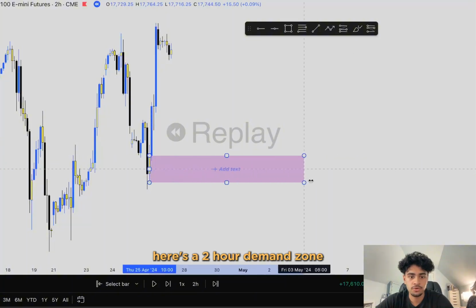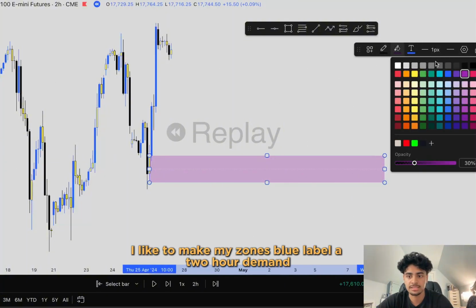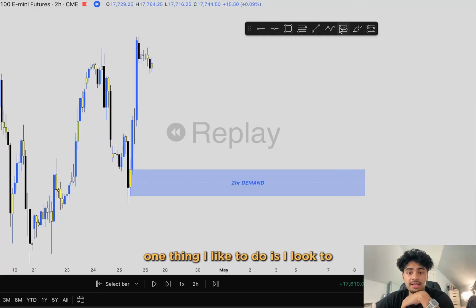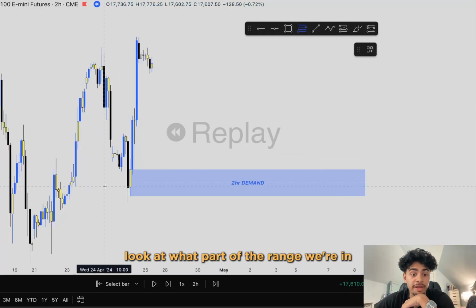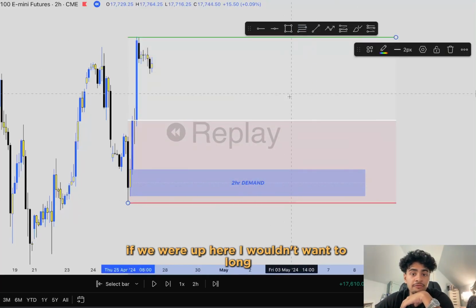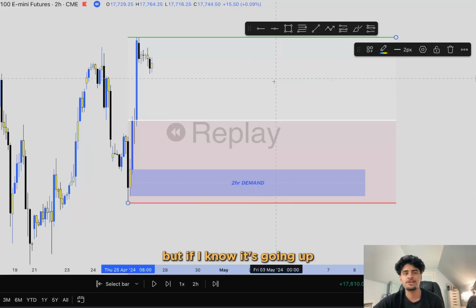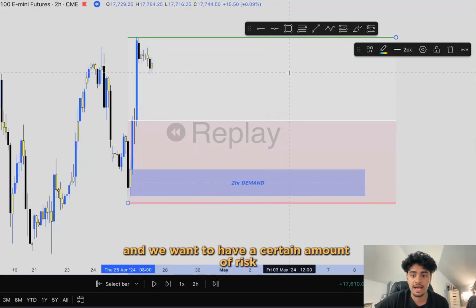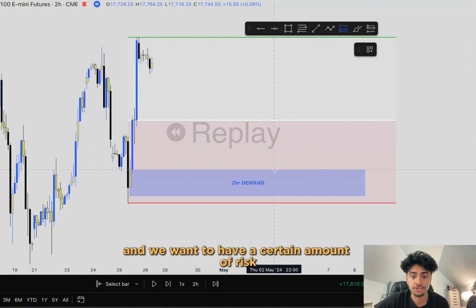Boom, here's a 2-hour demand zone. As you can see, I like to make my zones blue and label it 2-hour demand. One thing I like to do is look at what part of the range we're in, and as you can see, we're in discount, so I'd like to long in discount. If we were up here, I wouldn't want to long, but if I know it's going up, I'd go in with smaller size. But this is an ideal setup, and we want to have a certain amount of risk to reward on our trade.